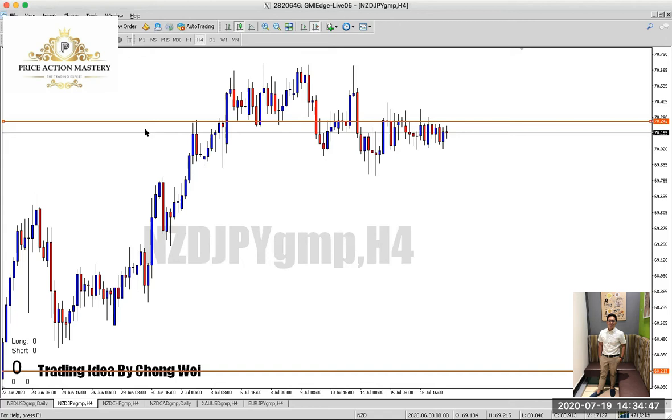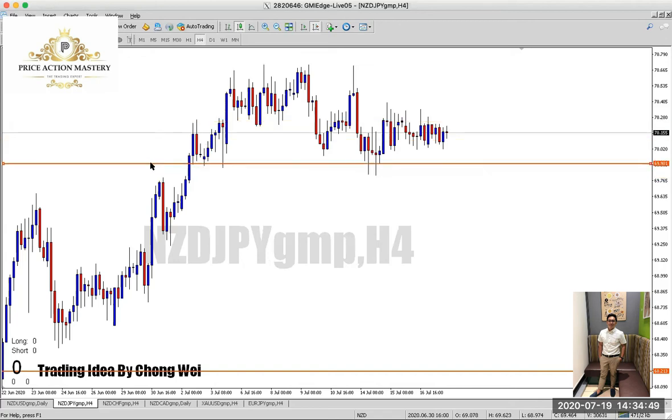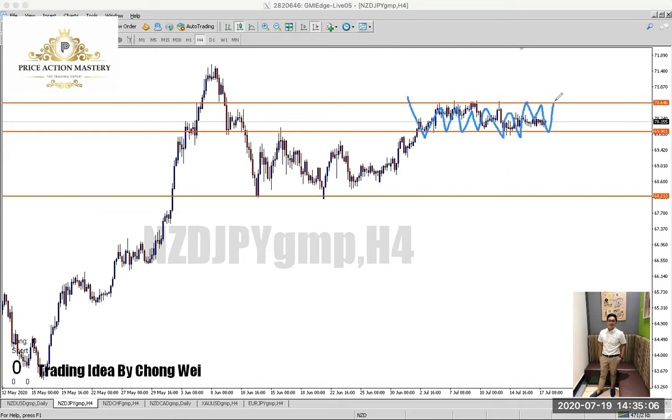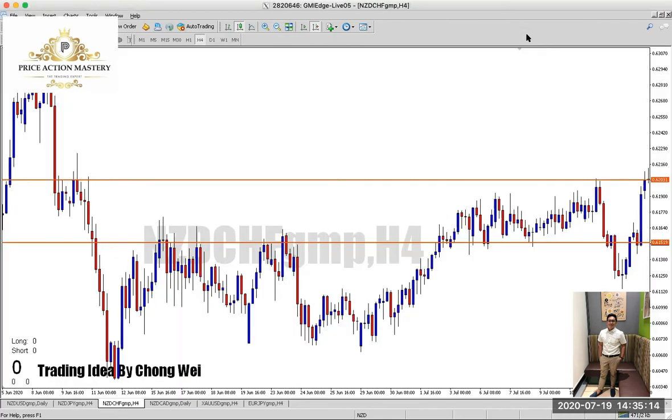Okay. So this will be a range market. New Zealand yen, this is a range market. As you can see, very clear. So just trade in the range, but buy is better than sell. Buy trade is better than sell trade.